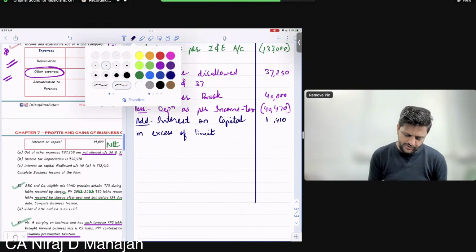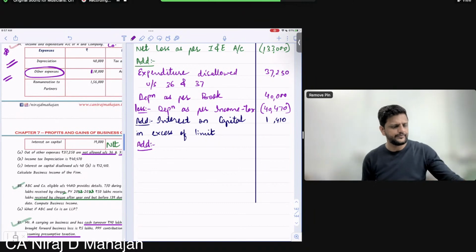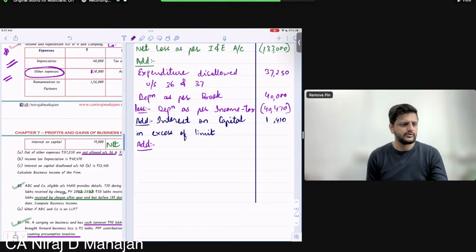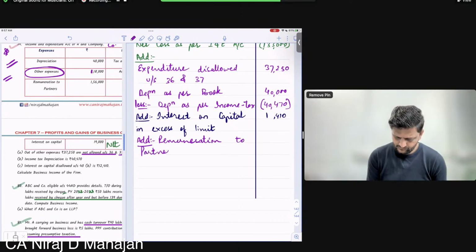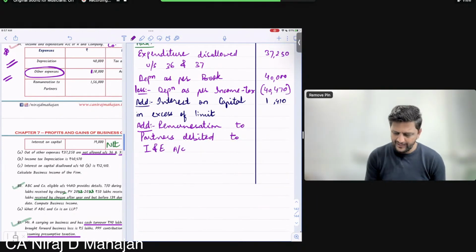Now look at the remuneration part, the most important part for us. Is it already debited to the profit and loss, the income and expenditure account? It is debited. So we'll disallow whatever is in the books right now. So add remuneration to the partners debited to income and expenditure account. How much? 1,56,000.